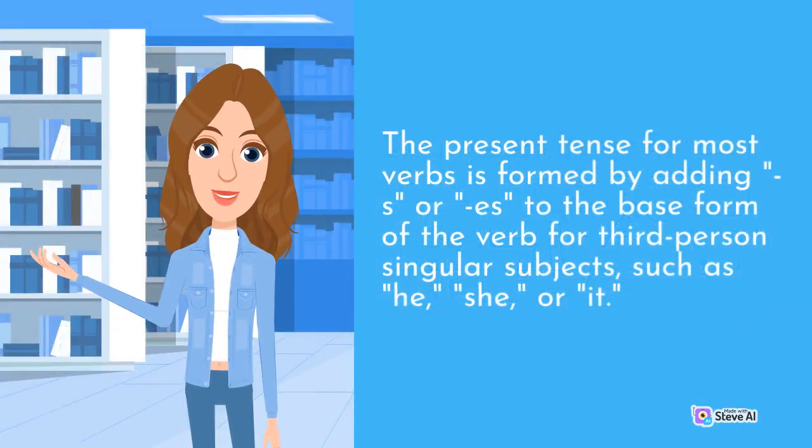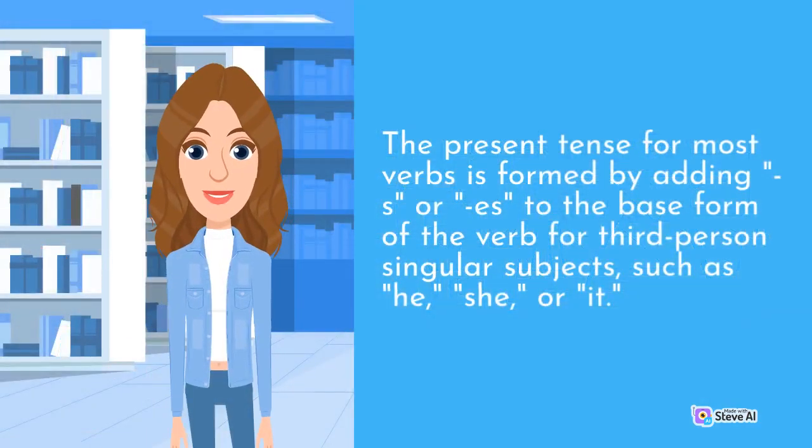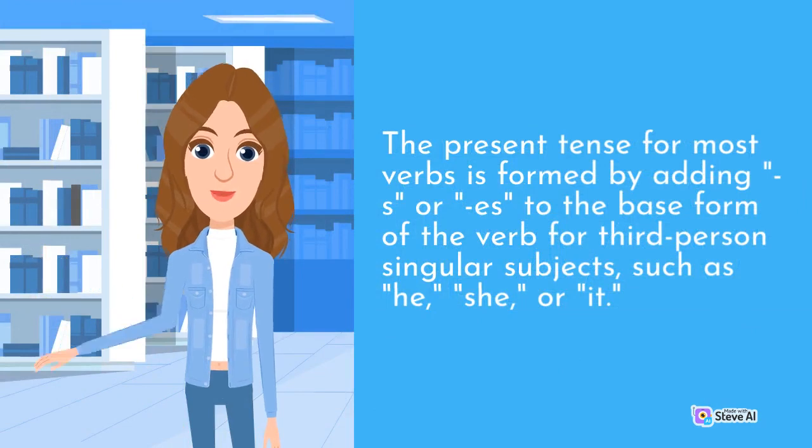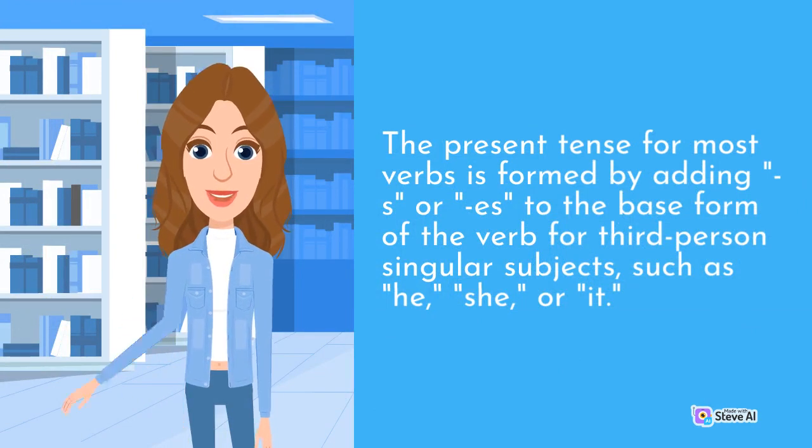The present tense for most verbs is formed by adding -s or -es to the base form of the verb for third-person singular subjects, such as he, she, or it.